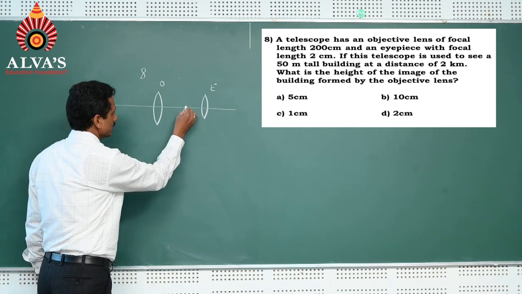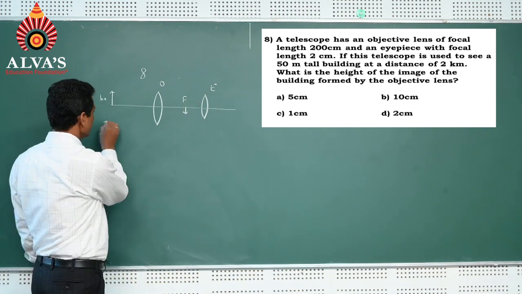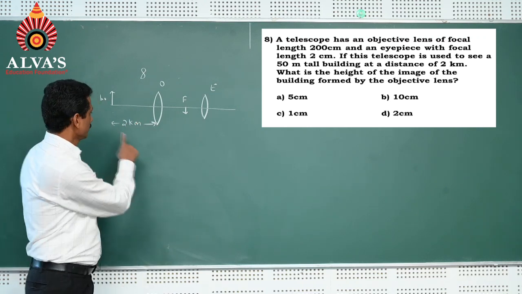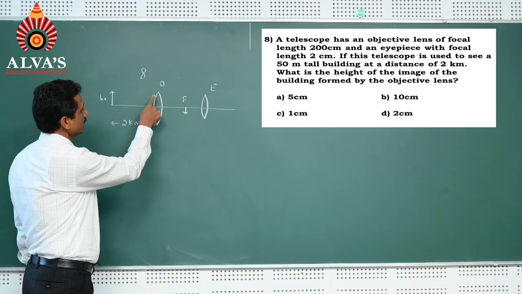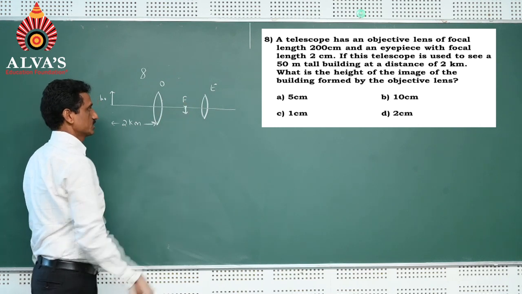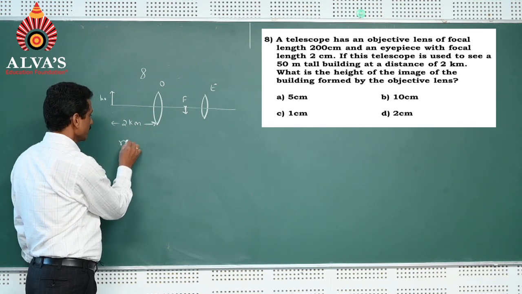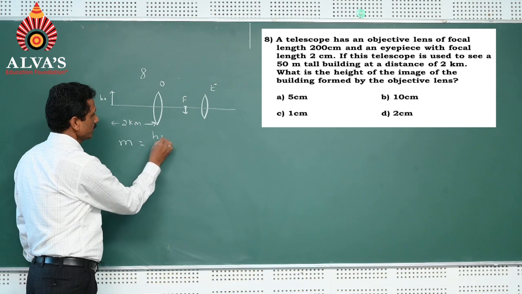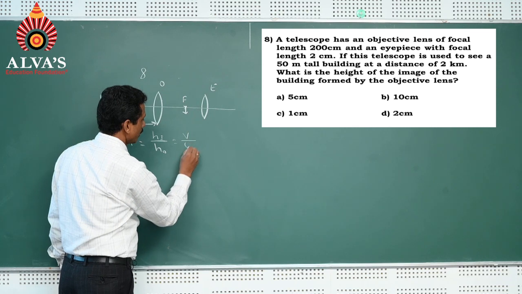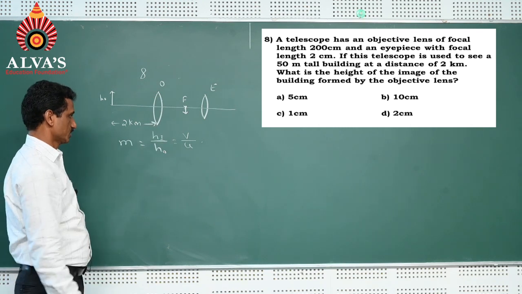It forms an image somewhere here, almost at the principal focus of the objective lens, because object distance is 2 kilometer. Almost parallel rays incident on the lens form an image at the principal focus of the objective lens. It's an approximation, almost approximation you can consider. Therefore, magnification is equal to height of the image by height of the object, which is nothing but image distance by object distance. I will consider only the objective lens.